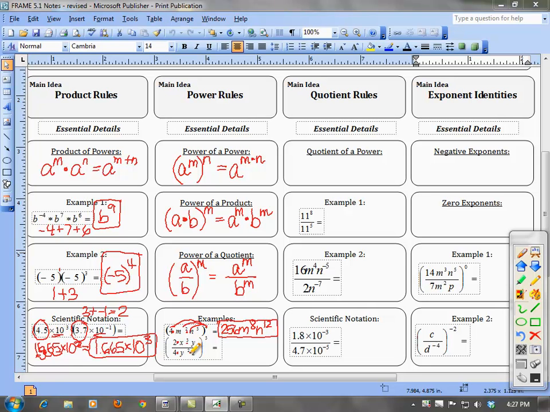So 2 cubed is 8. X cubed means I multiply the exponents. I get an x to the 9th. And then the y to the first means I multiply, I get a y cubed. All over. 4 cubed is 64. Y squared cubed means y to the 6th. And finally, z cubed is just a z cubed.